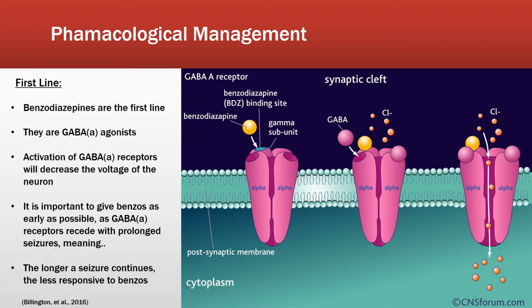Benzos attach to these receptor sites and activate them in the same way as GABA does. So benzos are a GABA agonist, so they're a GABA activator. And as we've discussed, GABA is an inhibitory neurotransmitter, meaning that activation of GABA receptors will allow an inward flow of negatively charged chloride ions, which decreases the voltage within that neuron, taking it further away from its threshold for propagation of an action potential.